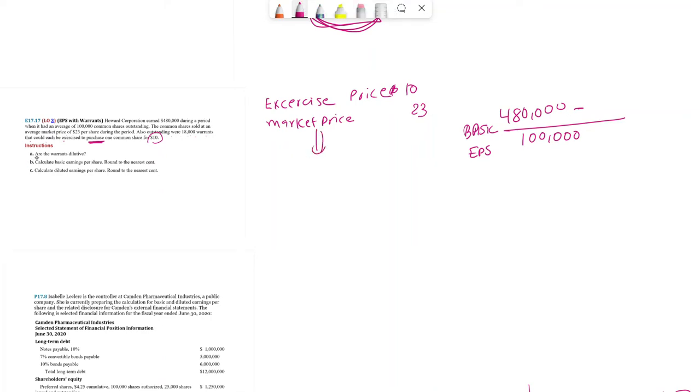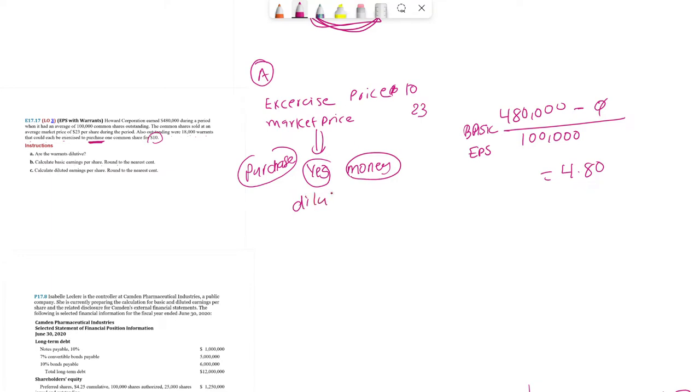First of all, are the warrants dilutive? Yes, they are dilutive. Why? Because they are in the money. They are in the money because we have the right to purchase the share at $10 when the price is $23. Then they said calculate the basic earning per share, which I was trying to do here. In this case, it is $4.80. So the first one is A. Are they dilutive? Yes, because they are in the money.